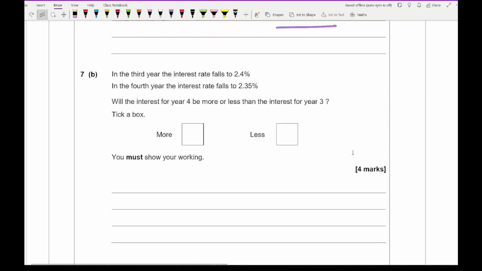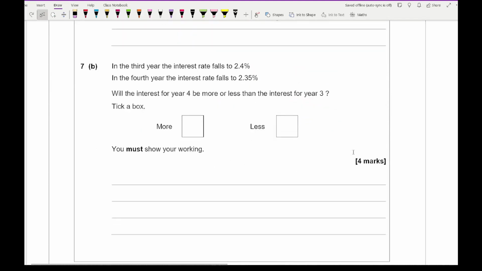It then says in the 3rd year the interest rate falls to 2.4%, and in the 4th year the interest rate falls to 2.35%. Will the interest for year 4 be more or less than the interest for year 3? And we need to tick our box. So the first thing we need to do is work out what amounts we're going to get in the 3rd year.